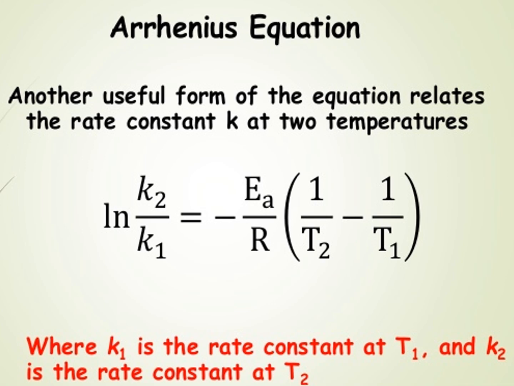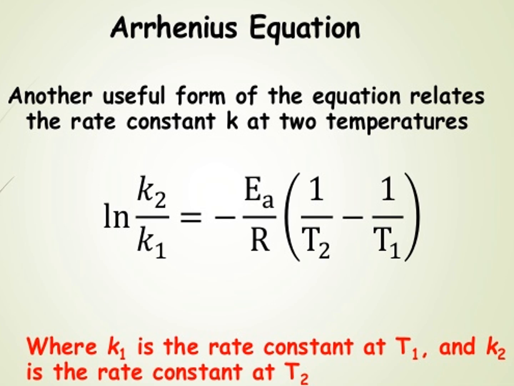So a more useful way to use the Arrhenius equation is this. It's like a two-point Arrhenius equation, and this is just derived algebraically from the other one, so I will show you in the next slide if you're curious how, but you don't have to do that because this equation is given as well. So both forms of the Arrhenius equation are given, so you can pick the one that you feel is more useful, depending on the circumstances.